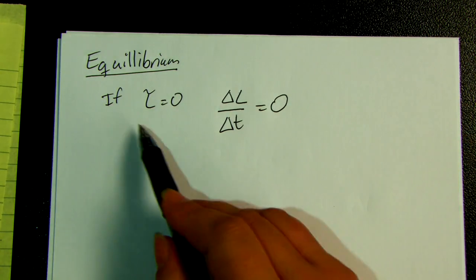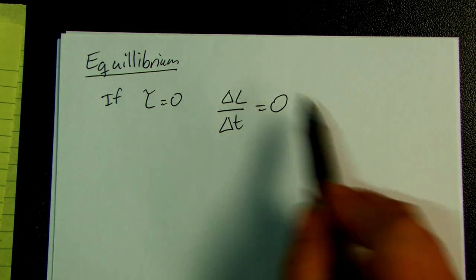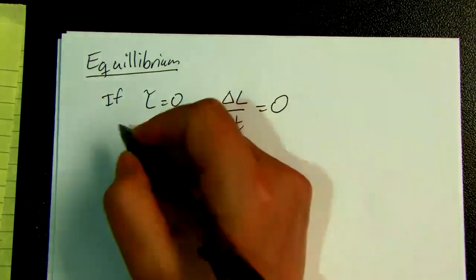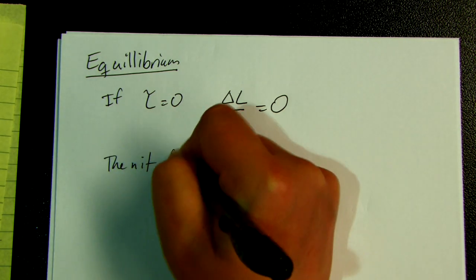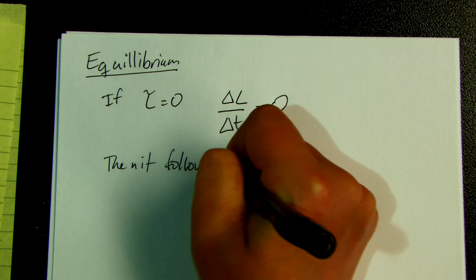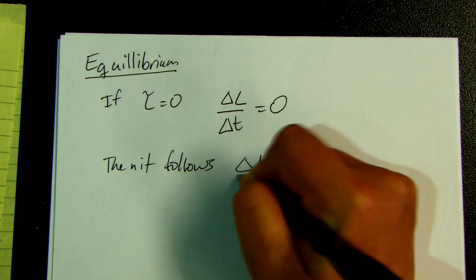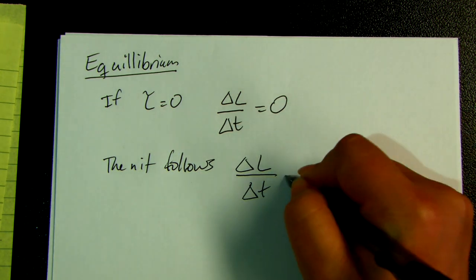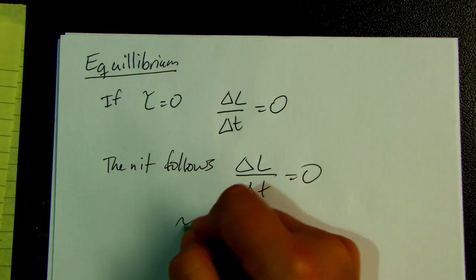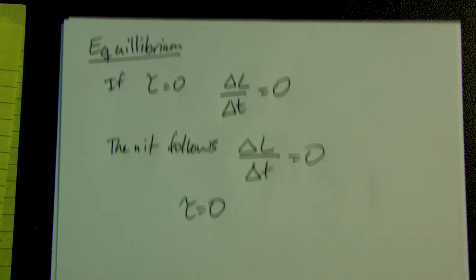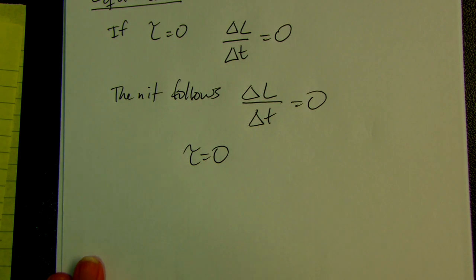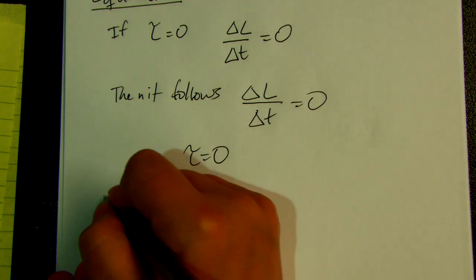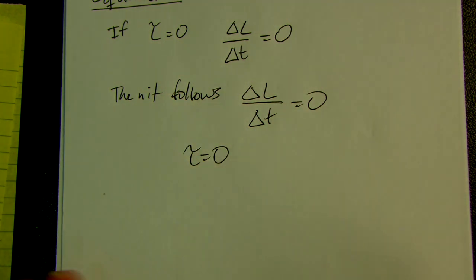If torque is equal to 0, then the change of angular momentum with respect to time is equal to 0. Then it follows that if the change of angular momentum with respect to time is equal to 0, this implies that the net torque is equal to 0. So sometimes you have one and you imply the other, and sometimes you have the other and you imply what you're missing.